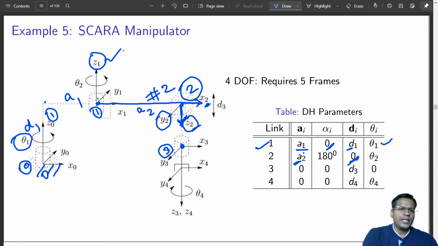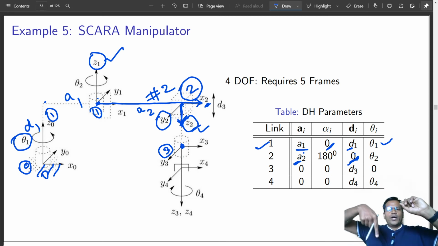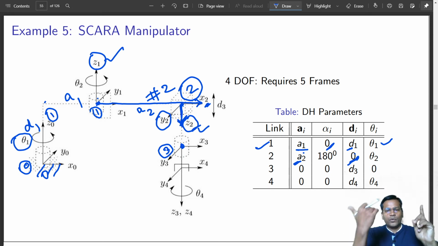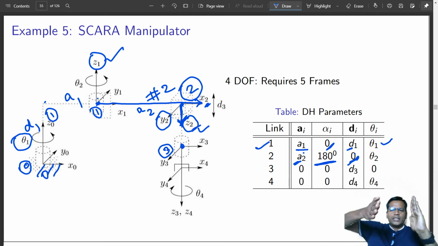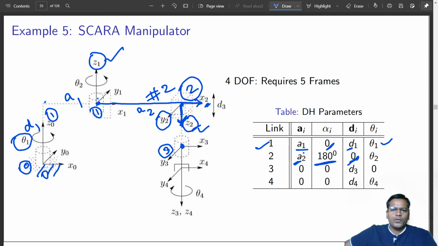Now z1 and z2 are both directed 180 degrees to each other, rotated about the x-axis, so that is the reason it is 180 degrees over here. That is the link twist. Now both z-axes are not parallel; the other one is perpendicularly downwards. If this had been like this, instead of going up and down this way, it is taking it downwards, up and down. So that is the reason z2 is placed like this.